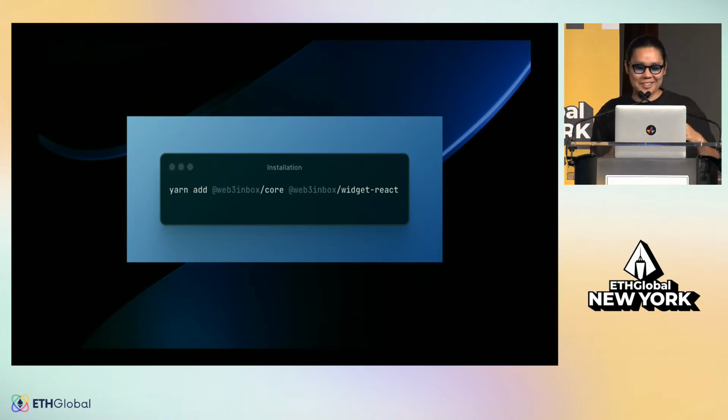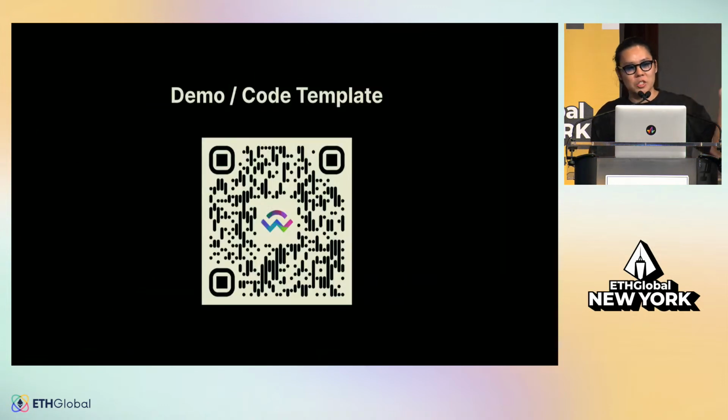So yarn add Web3 inbox core, just add in some things here. But you can use the template on GitHub, and then you can immediately get all the packages and everything. So this is for those who are really interested in Web3 inbox. Sorry, I'll stay there for 5 more seconds.